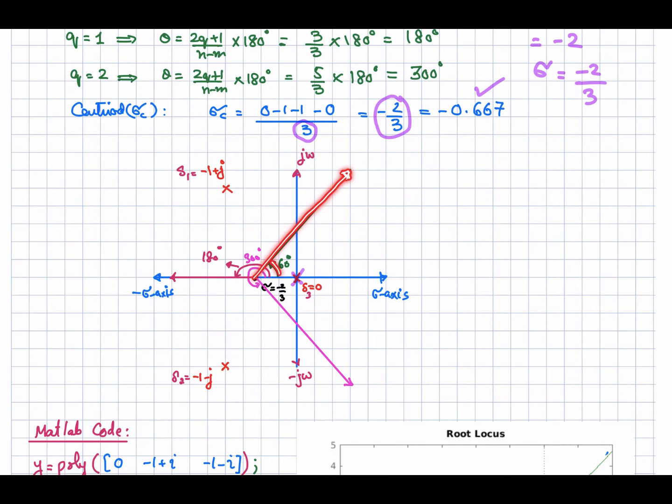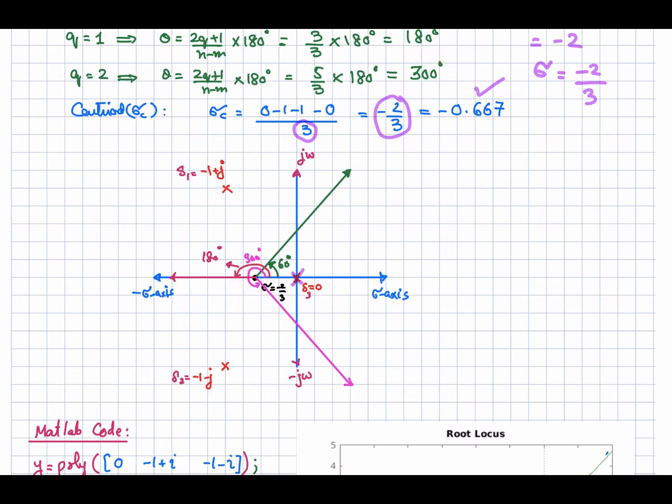One is this one, at the angle of 60 degrees. The other asymptote is at the angle of 180 degrees, one pole moving towards infinity along this path, and the other asymptote is this one. This is minus 60 degrees, or in the positive direction, it is 300 degrees. Okay, so these are the asymptotes.